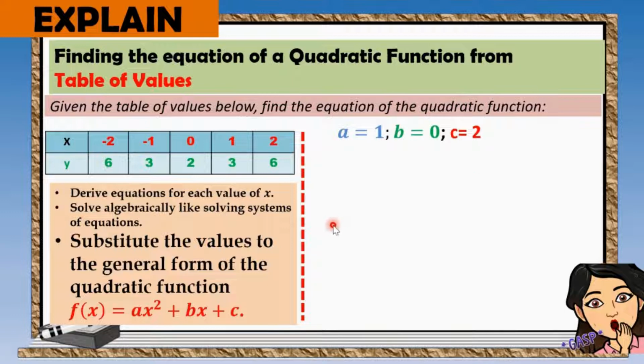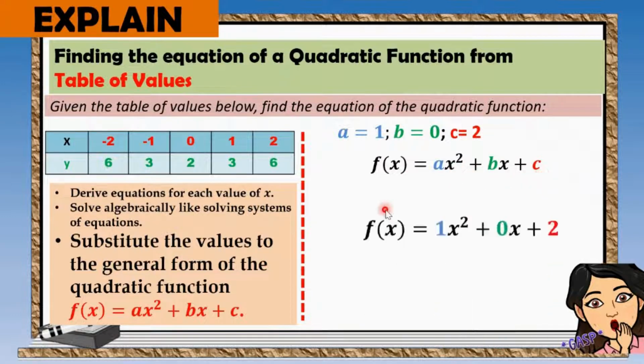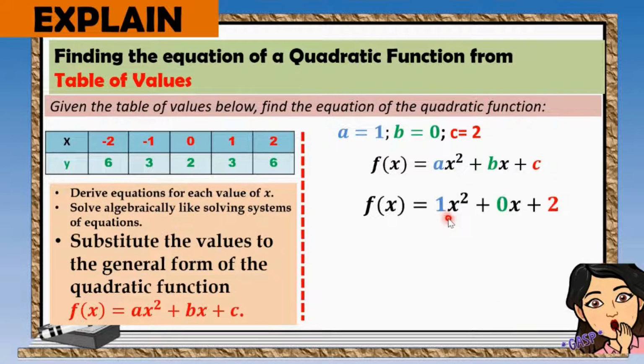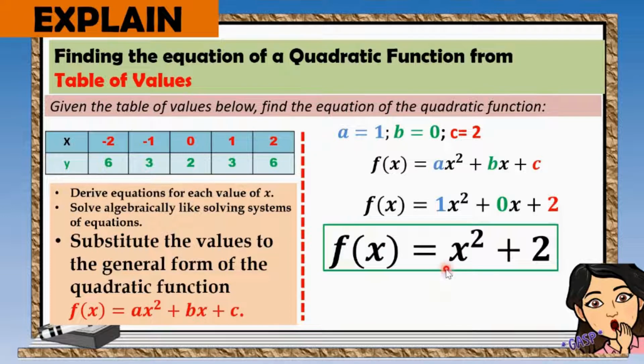Since we have already the values of a, b, and c, isubstitute na natin ngayon ito sa quadratic function. So, f of x equals ax squared plus bx plus c. a is 1, b is 0, c is 2. So, f of x equals x squared plus 2. This is our equation given this table of values.